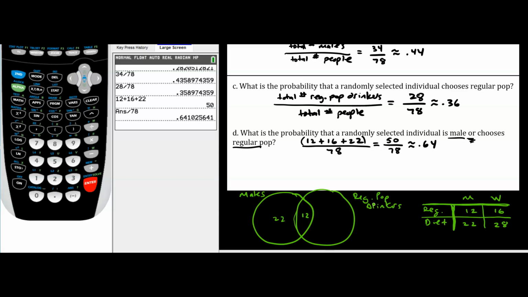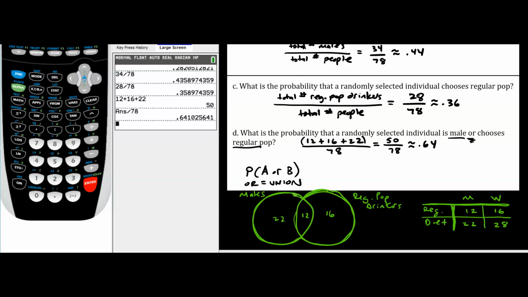We could do the same thing with regular pop drinkers. We have 12 male regular pop drinkers, but then outside of this section, but still within the regular pop drinker circle, we have another 16. And in statistics, when we talk about the probability of one event or another, I want you to know that the word or, when we use it in this class, is referring to the union of two events. And so the union of the event of being male and being a regular pop drinker would be everything that we have inside all of these circles.